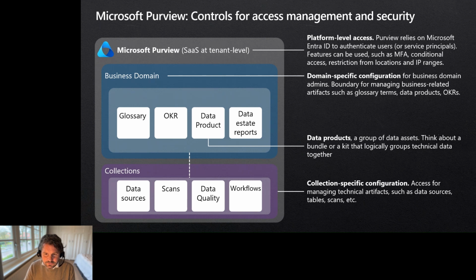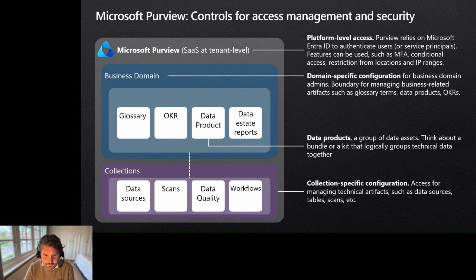Hence, think about this as a bundle or a kit. You could link this to multiple data assets, so it could even be a combination of different data sets. Then you describe that on the next layer, the physical layer, where we see collections. That's the last piece you see here.